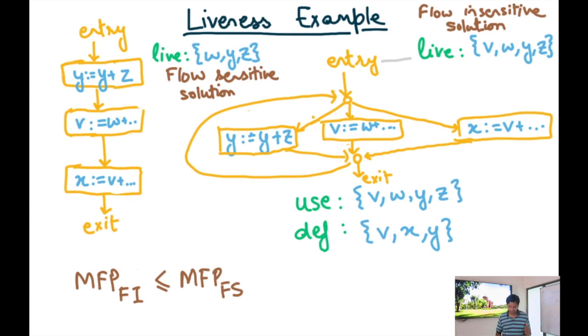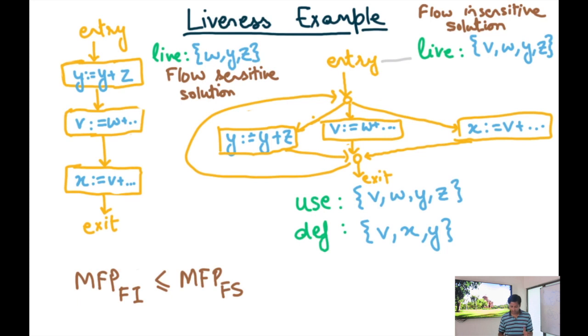So let's see this through an example, and I'm going to take the example of liveness. So let's say my original program, the control flow graph, was shown on the left. I am assigning y := y + z, then I'm assigning v := w + something, and then I'm assigning x := v + something. Now, if I was interested in identifying the live values at entry, then clearly v is not a live value, because before the use of v, there's a definition of v. And so at this point, the value of v is not consequential to the program's execution, and thus it's not live. In fact, a simple use-def based liveness analysis, flow sensitive, will capture that.